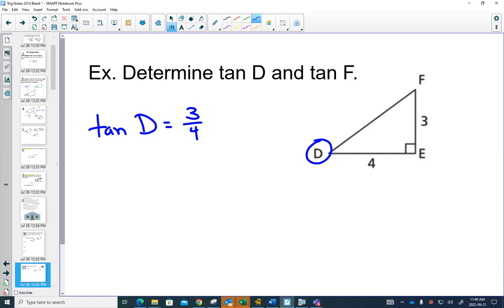Can you see that that would be different than finding tan of F? And I'll do that in green. Because now what's my opposite side? The 4. And my adjacent side? The 3. So we have to memorize that tangent is the opposite over adjacent. If I'm looking at F, then my opposite side straight across would be the 4, and my adjacent side right beside would be 3.